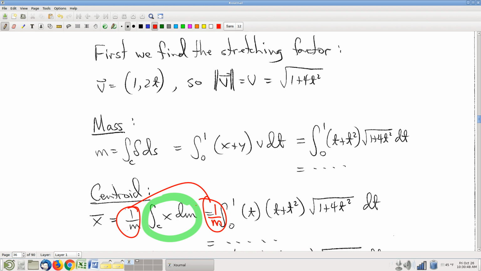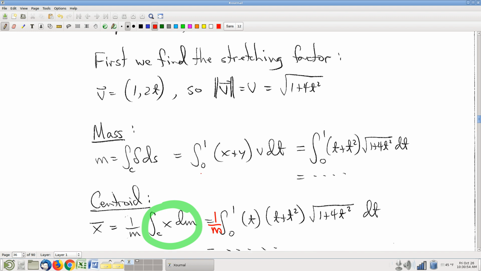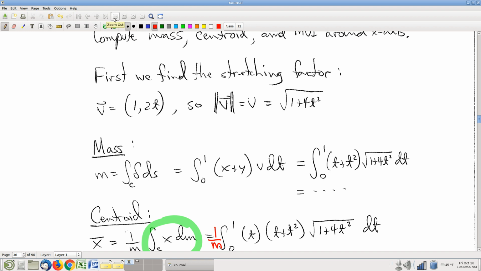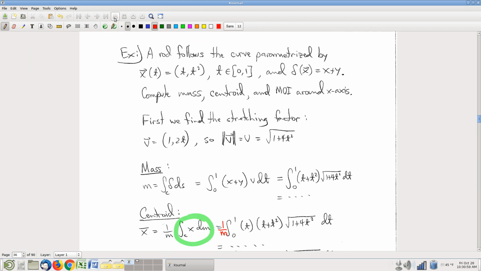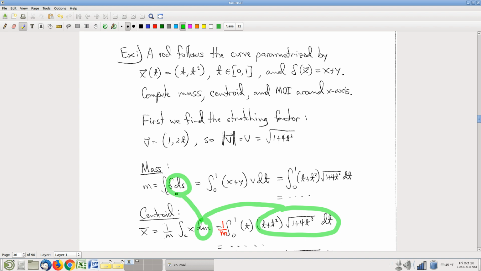Okay, so x dm. All right, now there's a couple of things to think about here. What is dm? I am going to have to zoom out one notch. Here we go. What is dm? Dm, I claim, is all of this. Now, why is that? Well, dm is density times ds. Density ds, which, as you may recall, was this, which was that. So that's all the same stuff, right?